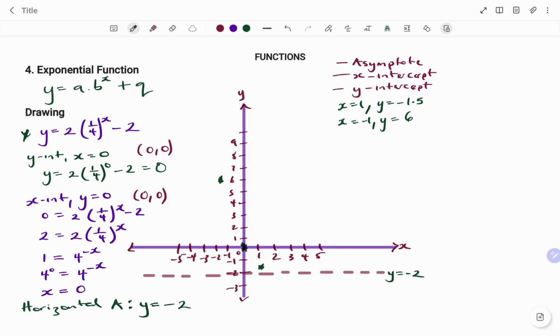So drawing my graph now, I have a rough sketch. I'm going to label all my points quickly. I have -1 and 6. Then I have the other point that's at 0, 0. That's my x and y intercept. Then I have 1 and -1.5. And this is the graph of the exponential function y equals 2 times (1/4) to the power of x, minus 2.